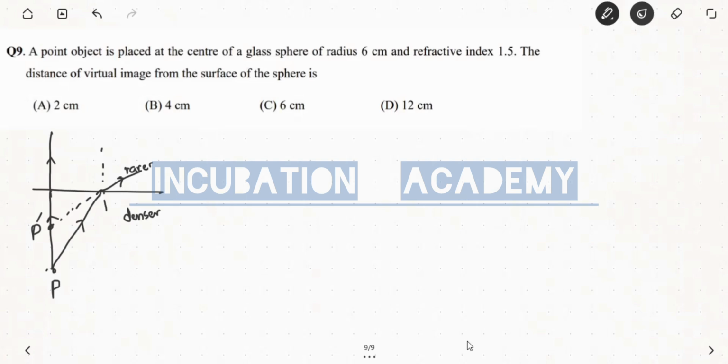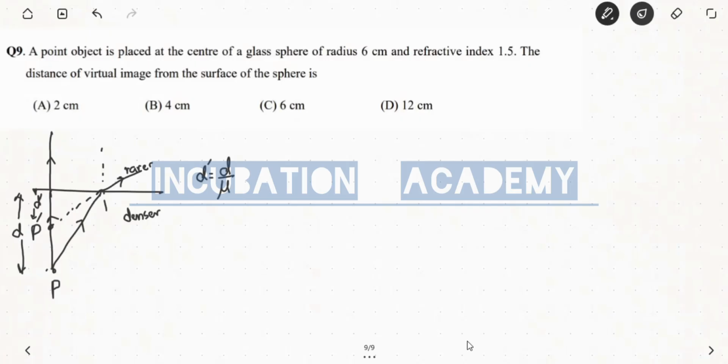He observes P at this other position, which is the virtual image of P. So if D is the real depth, then D prime is the apparent depth, and D prime and D are related: D prime is equal to D divided by mu. So the optical path is reduced by the refractive index. D prime is the apparent depth, that is the position of the virtual image from the interface, and D is the actual position of the object, that is the real depth.